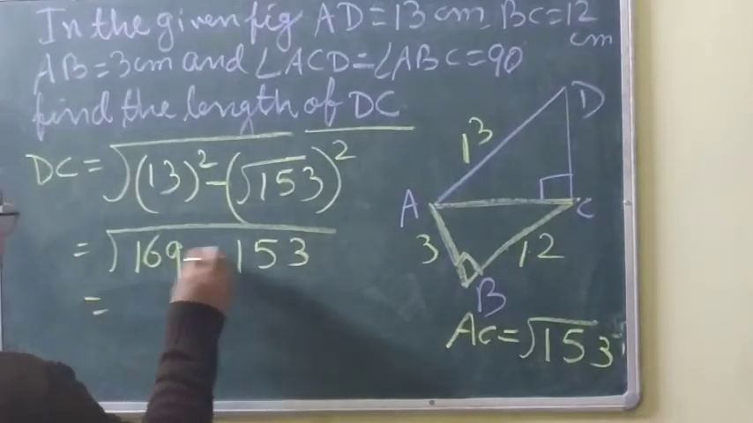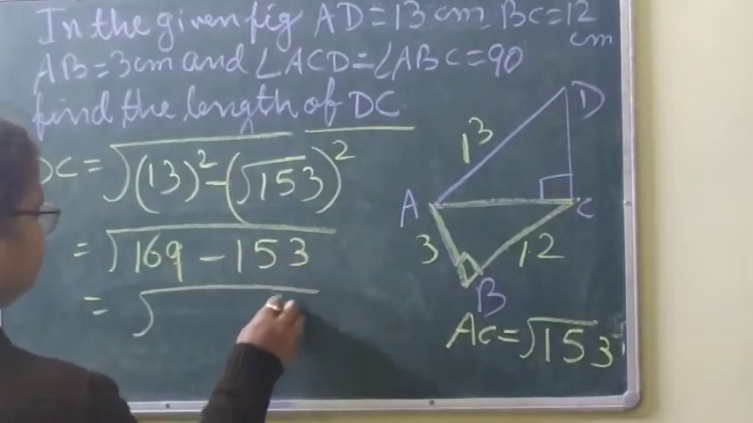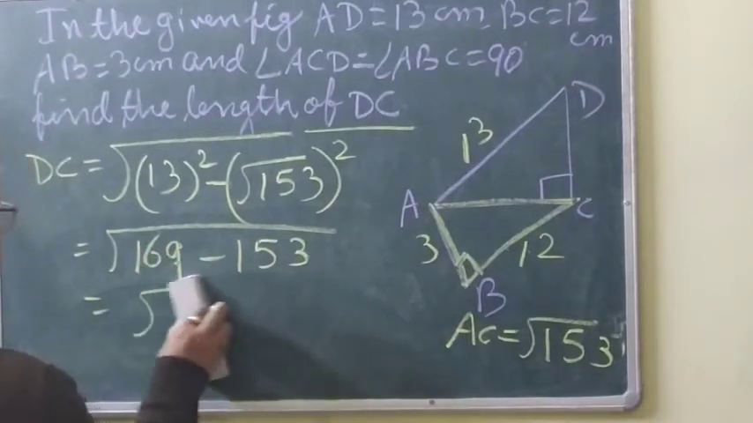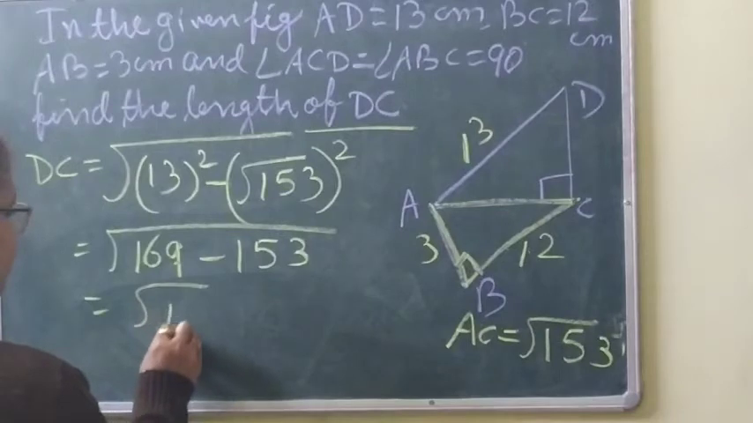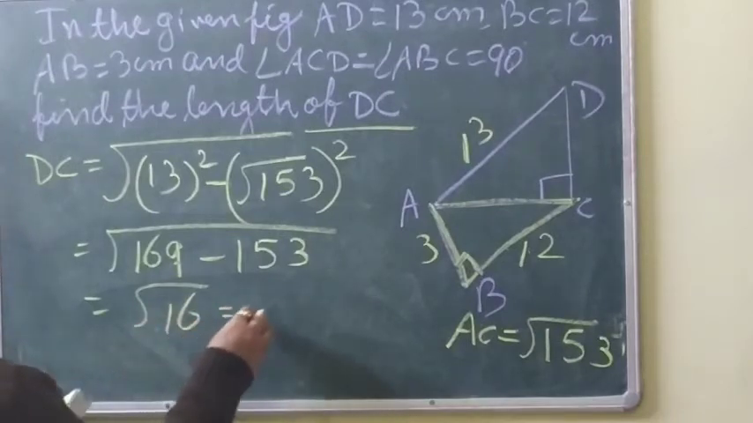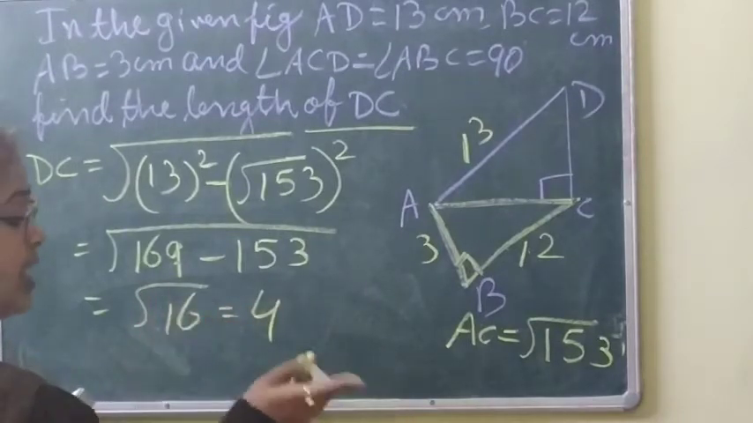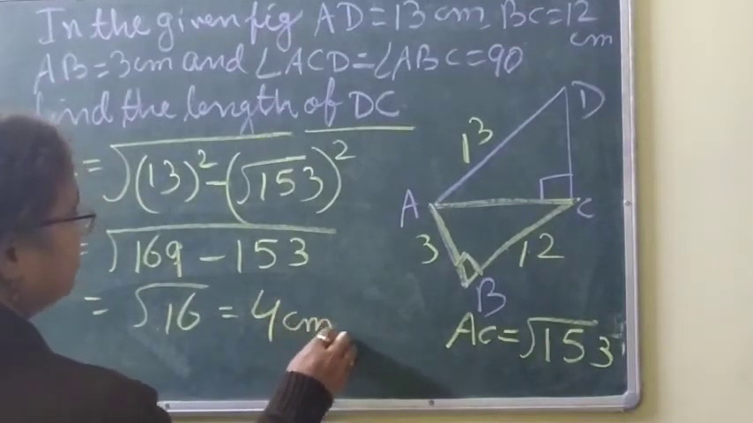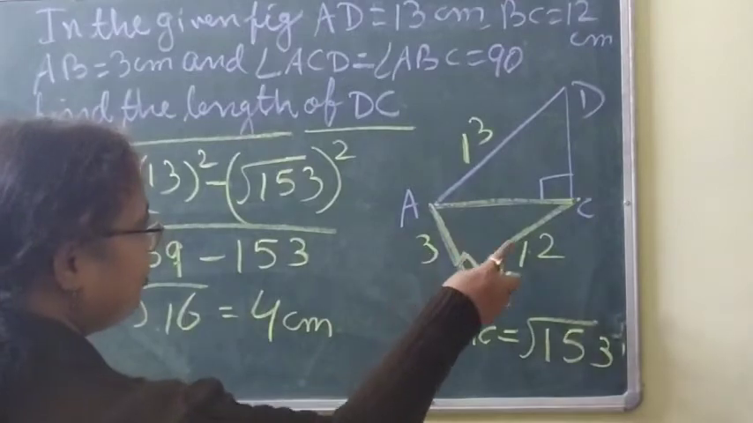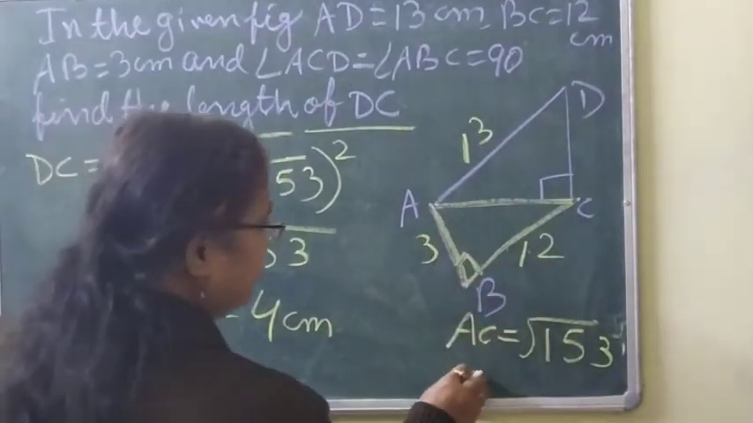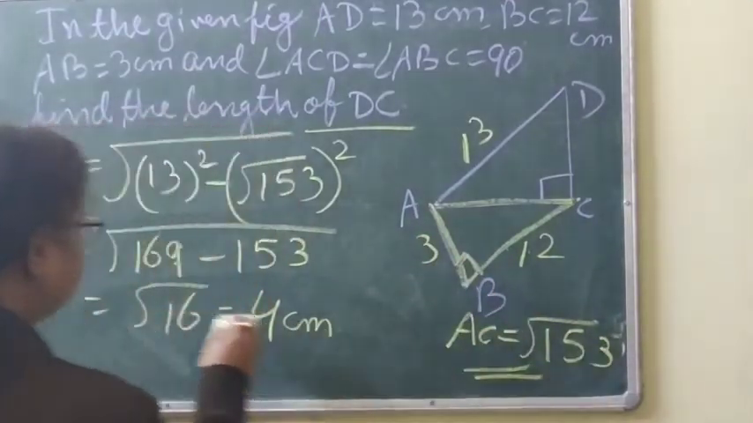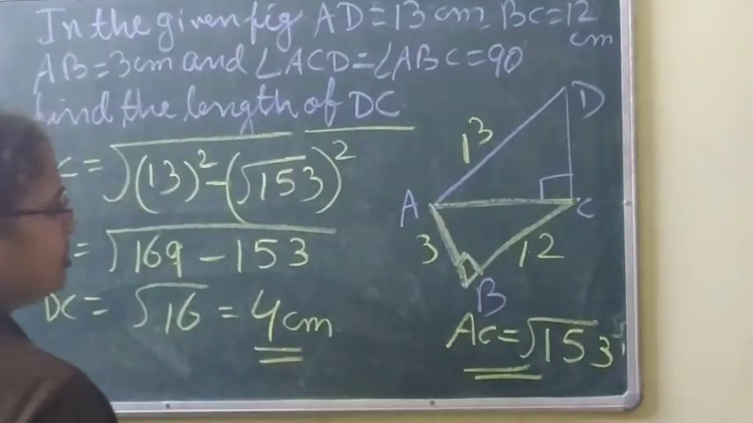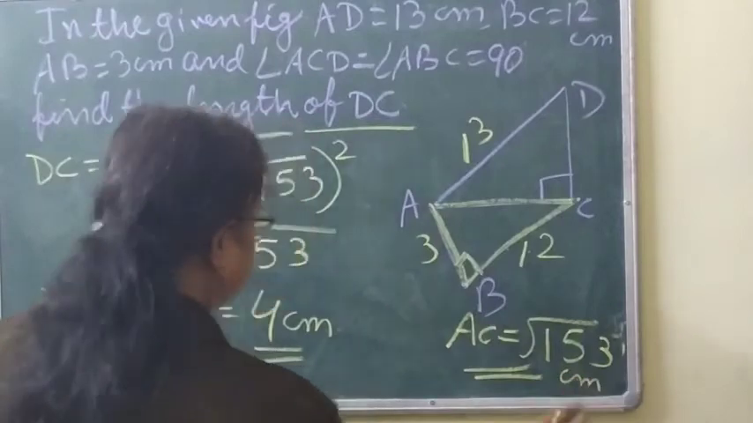So now we will subtract it. 169 minus 153 is 16. And the square root of 16 is what? 4. So 4 centimeter. Clear? So here AC will be square root of 153 and DC will be 4 centimeter. Here you can also write centimeter.